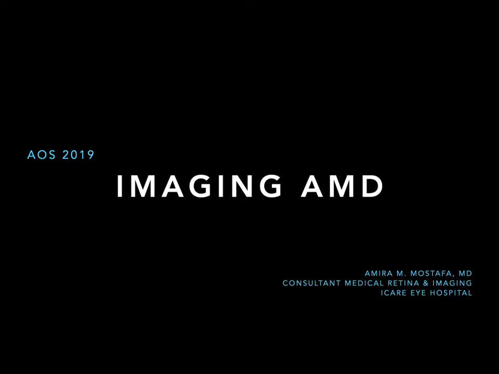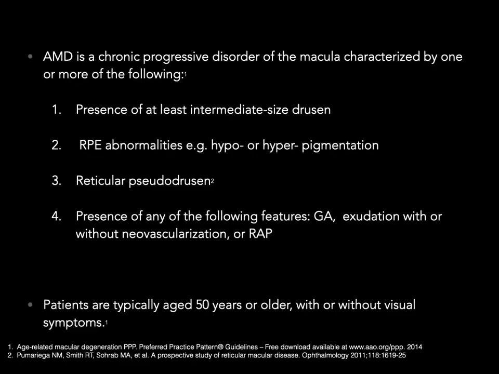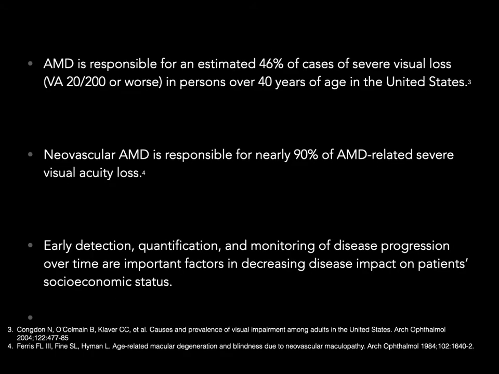هتكلم معاكم عن الإيميجينج in AMD. AMD is a chronic progressive disorder of the macula characterized by one or more of the following criteria: presence of at least intermediate sized drusen, RPE abnormalities, reticular pseudodrusen, presence of any of geographic atrophy, exudation with or without neovascularization, or retinal angiomatous proliferation. AMD patients are typically 50 years or older with or without visual symptoms.